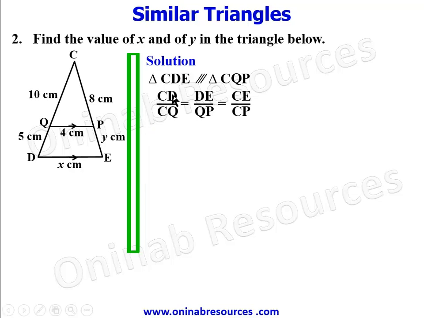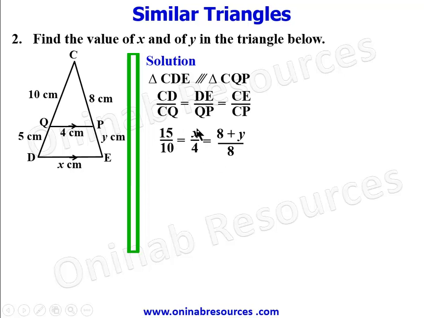We go ahead now to find the value of the sides. CD, that is 10 plus 5, which gives 15 over 10. Where is the 10? CQ. CQ is 10 centimeters, so we have it over 10. Then DE. DE is X. That will be equal to X over QP. QP is 4, so we have X over 4. Then equal to CE. CE is 8 plus Y, so we have 8 plus Y over CP. CP is 8, so we have it over 8. Then we have the three ratios equal to one another.